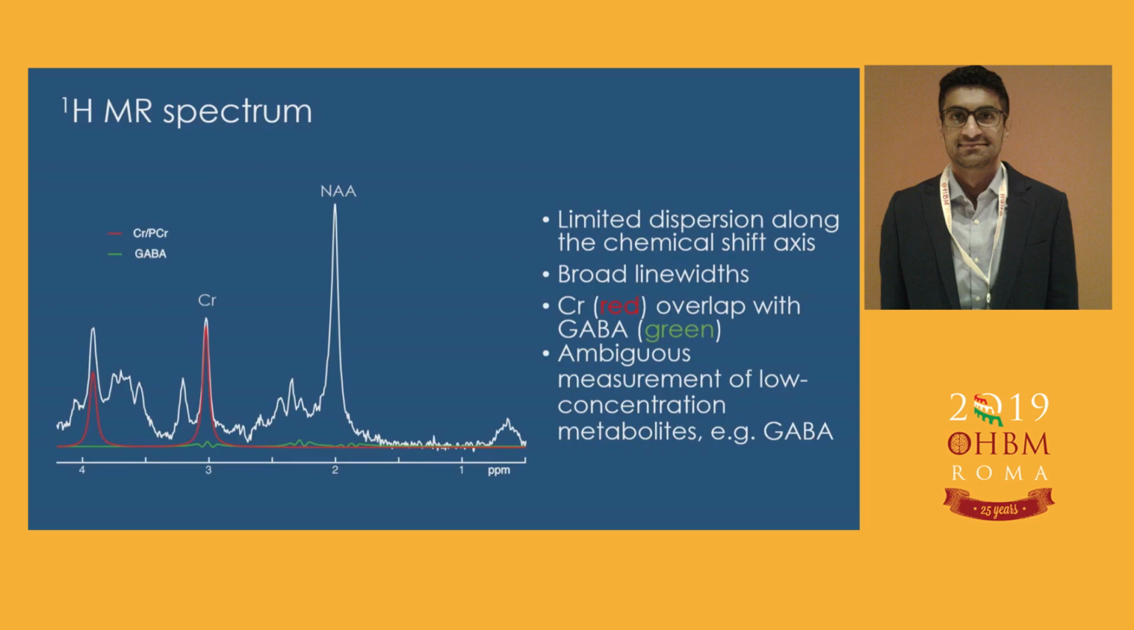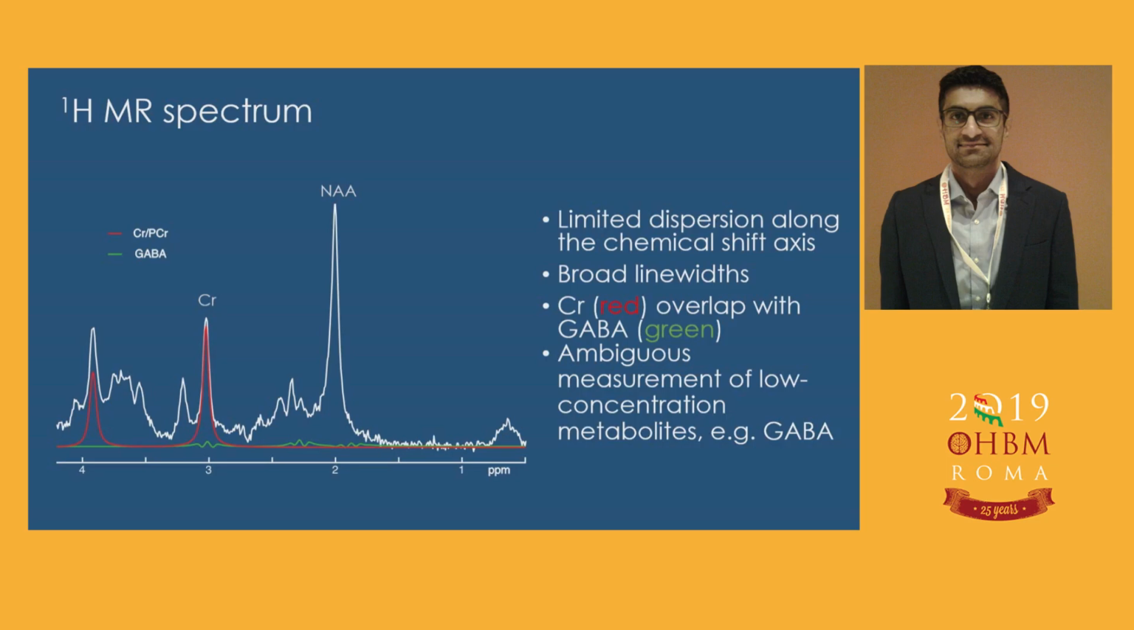So starting with why do we need spectral editing. Over here we have a proton MR spectrum acquired using proton magnetic resonance spectroscopy. It's a widely used technique to measure endogenous metabolites such as NAA, creatine, choline. However, due to limited dispersion along the chemical shift axis and broad line widths, which is largely the problem at 3 Tesla, large signals often overlap with small ones.